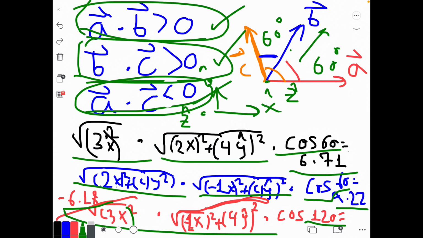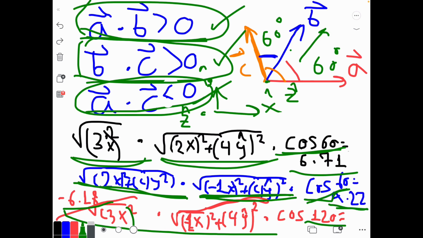First we have to get the magnitude. Remember that we have our components: 3x hat for A, 2x hat and 4y hat for B, and negative 1x hat plus 4y hat for C. The magnitude of A from components is 3. For A and B, the magnitude of B is square root of 20, times cosine of 60, and we get 6.71. Ding, that is correct, because we have to get more than 0, and 6.71 is a positive dot product. For B and C, we get square root of 20, and square root of 17 for C's magnitude, times cosine of 60, and we get 9.22.